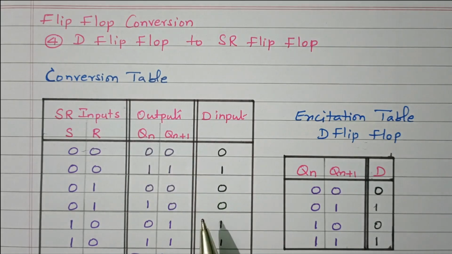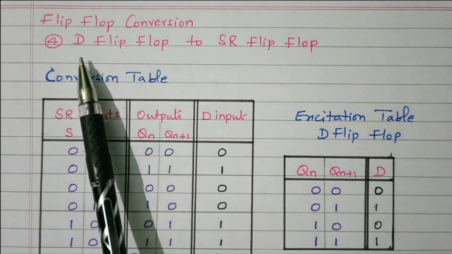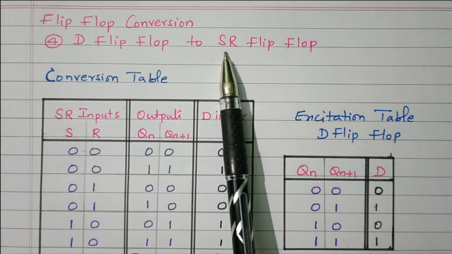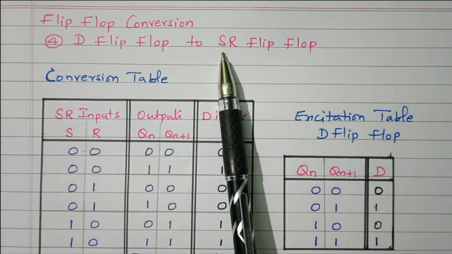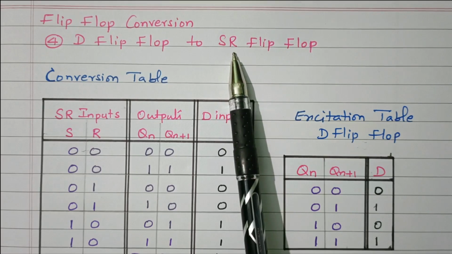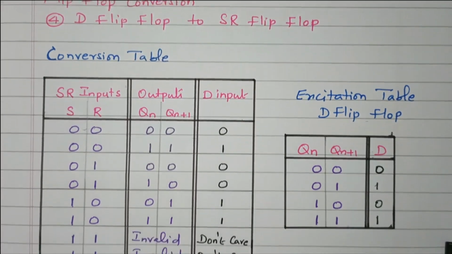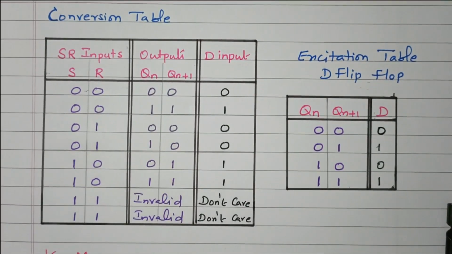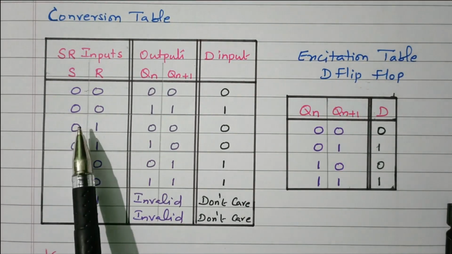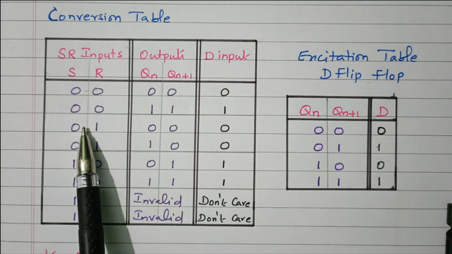So this is the basic about the flip-flop, D flip-flop and SR flip-flop. In the SR flip-flop, S means set the output, set means 1. R means reset, reset means 0. Now we'll see the conversion table, D flip-flop to SR flip-flop. So the D flip-flop is going to be converted into an SR flip-flop.